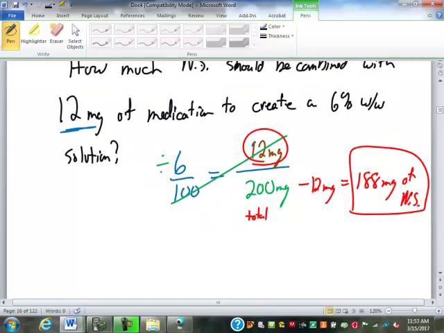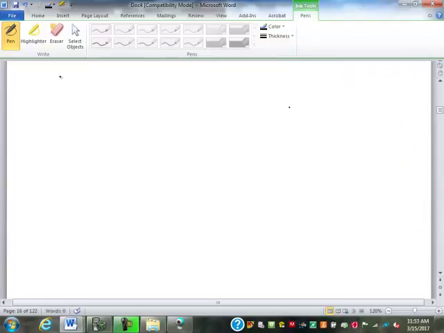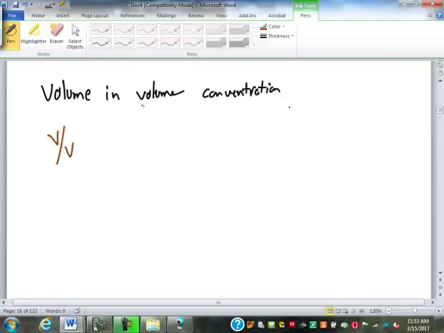So that weight and weight concentration is relatively simple. Next we have a volume in volume concentration. So just like it sounds, of course abbreviated V over V, it is the volume of medication over the total volume of the solution.